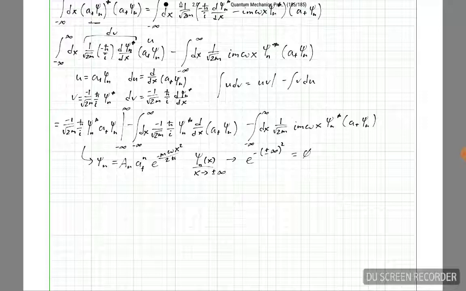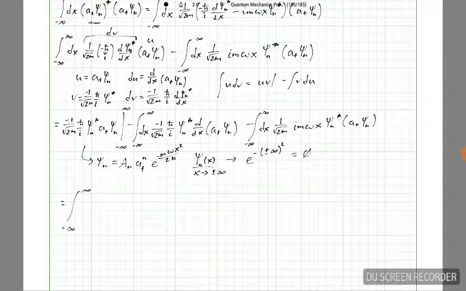So e to negative infinity is 0, e to positive infinity is 0. Well, I have e to the negative infinity squared, so that makes it negative infinity. E to the positive infinity squared, e to the negative positive infinity squared makes it negative infinity. So I get 0 no matter what, which is good for us because that ended up working out.